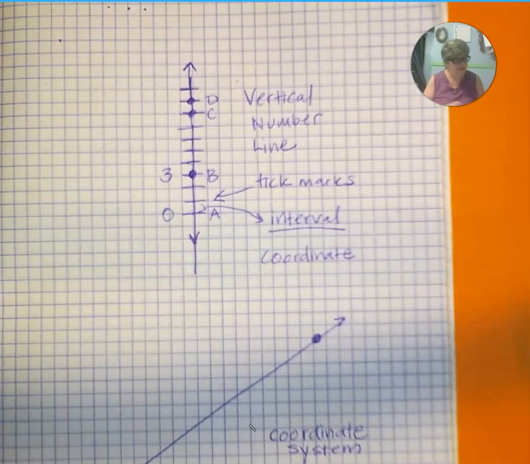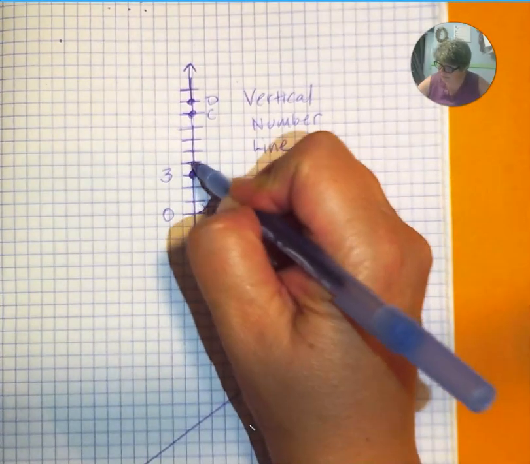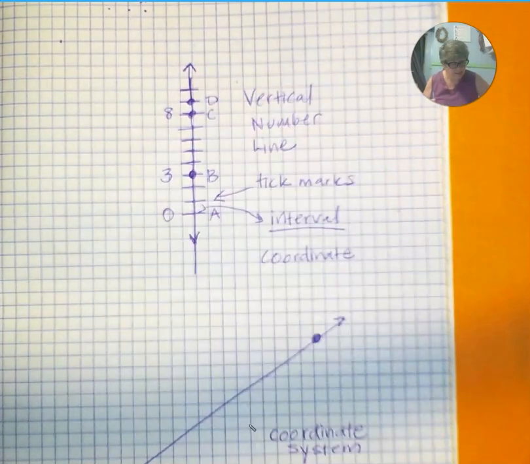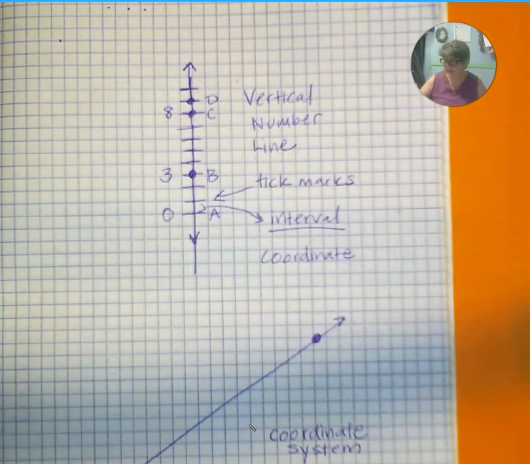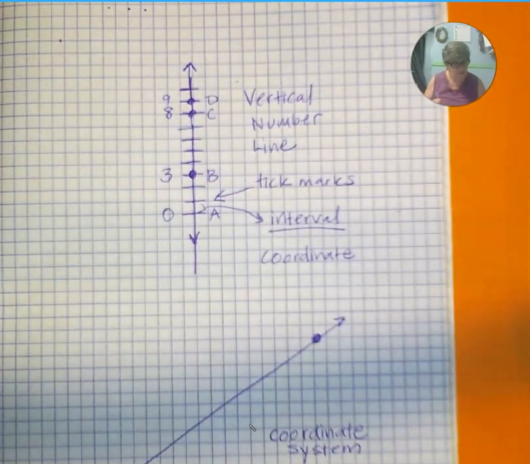Which point has a coordinate of 0? Point A. Very good. What is the coordinate or location of point C? Let's count: 1, 2, 3, 4, 5, 6, 7, 8. So C is at 8. And D is at 9. Very good.